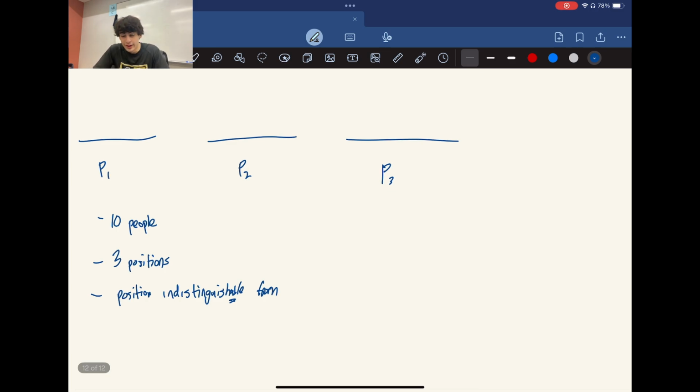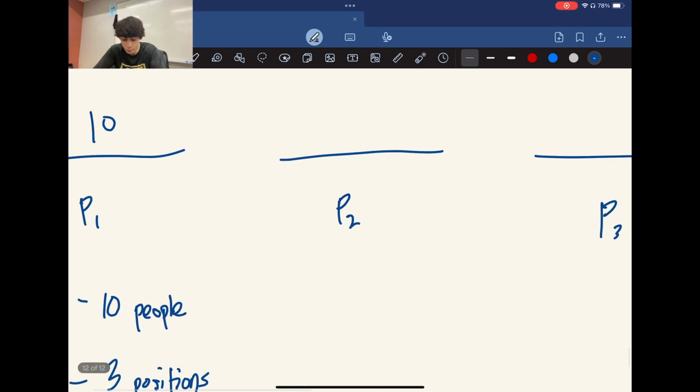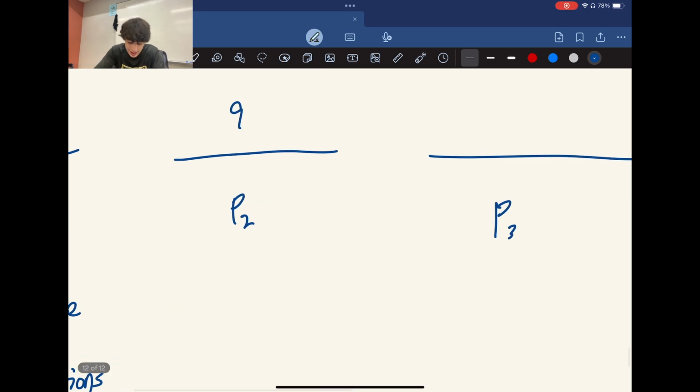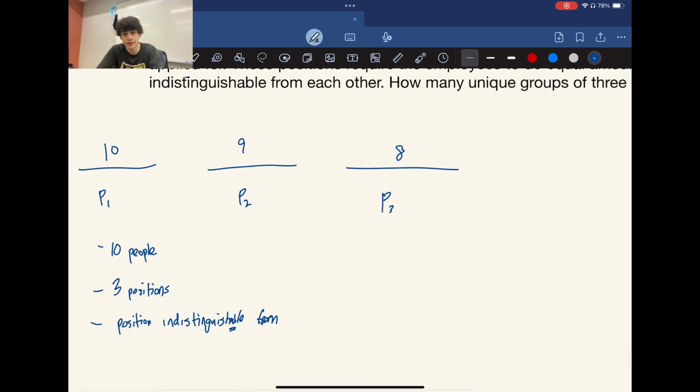If you have position 1, there are still going to be 10 people who are interested in it. If you look at position 2, if one person got position 1, there are now 9 people who are interested in the second position, and if 2 people got positions 1 and 2, 8 people are interested in that third position. And if we multiply these out, we would actually get the same 720 as we got in the example prior. But now, as an educator, I am going to raise a question.